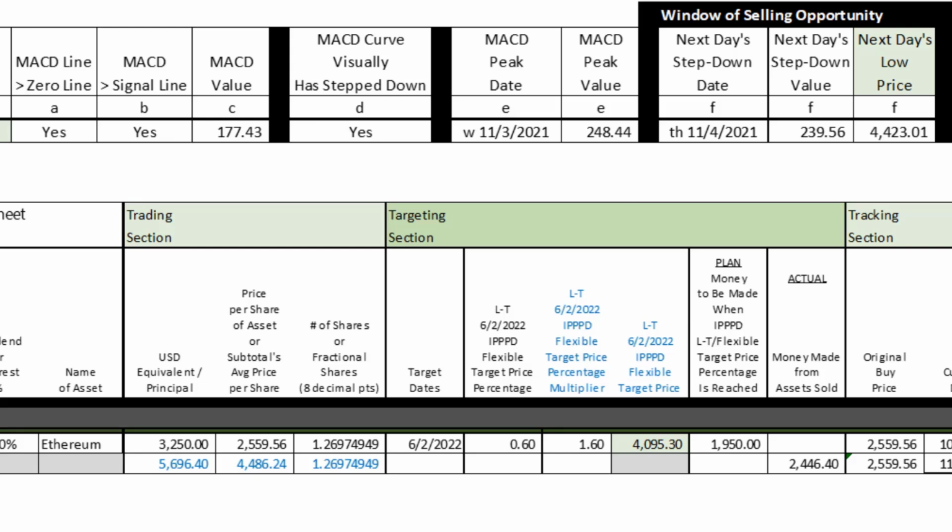F. The next day was the step down day, Thursday, November 4th, and the MACD value for that day was 239.56. The low price was $4,423.01, greater than the long-term flexible target price of $4,095.30.